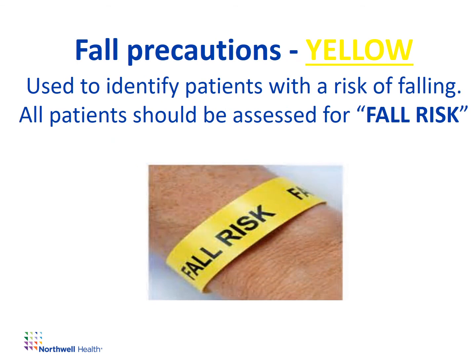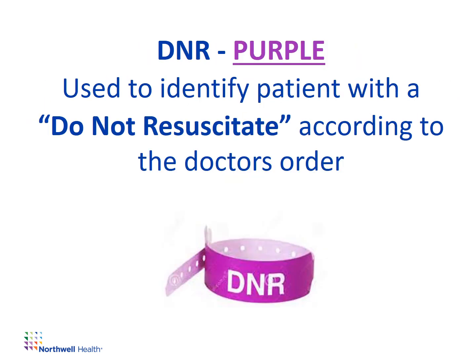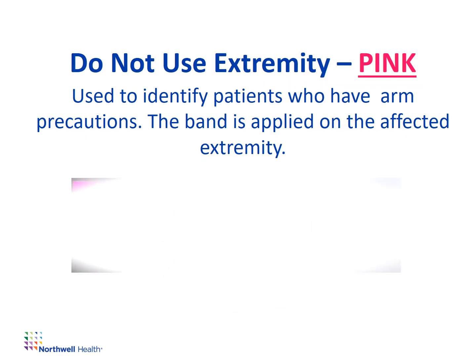The fall precautions, or yellow wristband, is used to identify patients that are at risk for falls. All patients should be assessed for fall risk. Patients that have an active Do Not Resuscitate order will be identified with a purple wristband. The DNR must be ordered by either an advanced healthcare provider or physician and be active in the patient's chart.